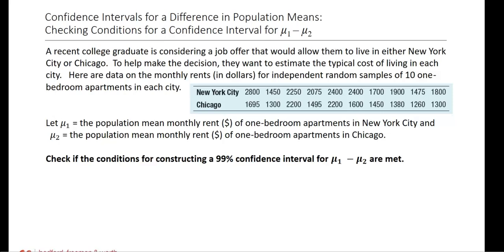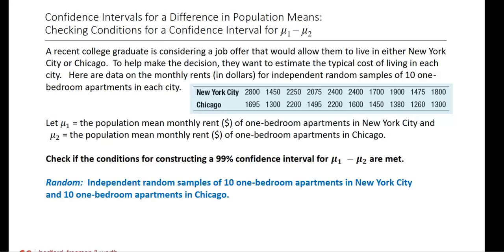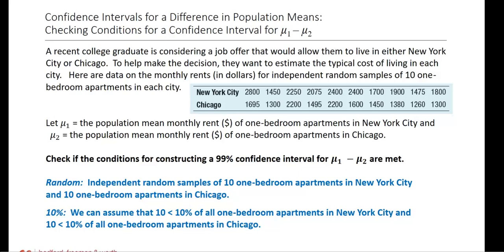Okay, so we're doing a 99% confidence level. You might want to write that down. So first one is a random sample. So we got random samples of 10 in each city. Make sure you talk about random samples of 10 in each of the two cities. So don't just say random sample, but there are two different random samples, one in Chicago, one in New York. Less than 10%, so 10 is less than 10% of all the one bedrooms in each of those respective cities.